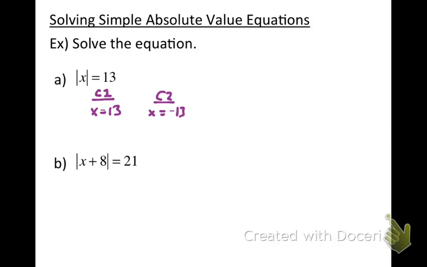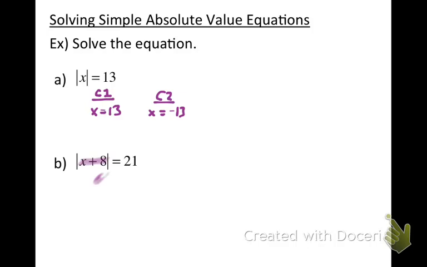Now let's apply that same principle down here in part B. The only difference is we don't just have an x, we've got an x plus or minus a number. It happens to be x plus 8 here. But the same thought process is going to apply. Just pretend this is all one quantity right here, okay? And I'm just saying the absolute value of that quantity equals positive 21. Well, either this is a positive quantity and that quantity equals this number over here, or this quantity is negative and it equals the opposite of this.